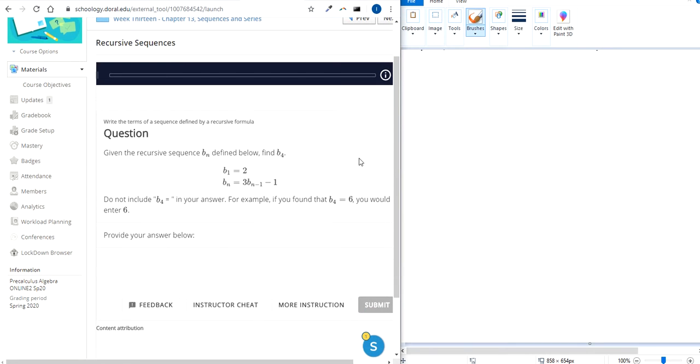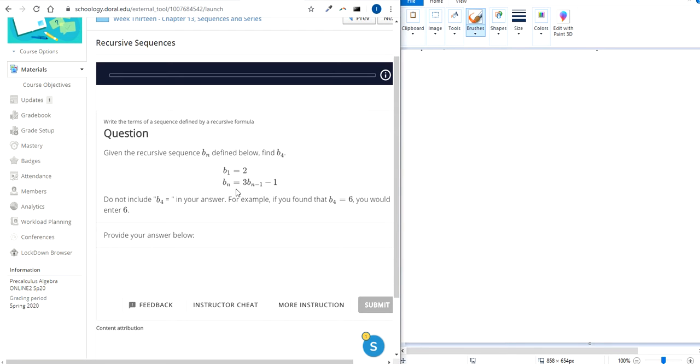Okay, a recursive sequence means you're depending on previous results of the sequence, previous terms of the sequence, in order to decide the new term. Sometimes you can express a sequence as both an algebraic sequence or use recursive. You can do both. But we're supposed to make a recursive sequence for this problem.